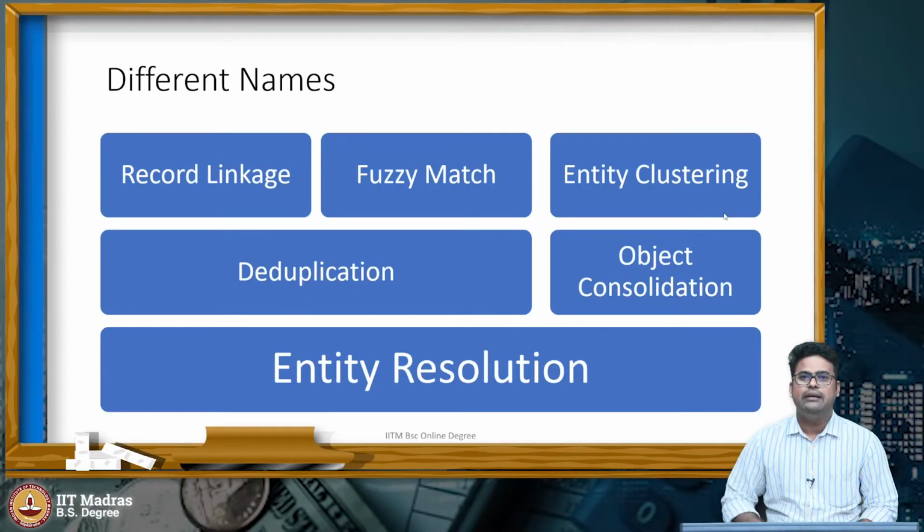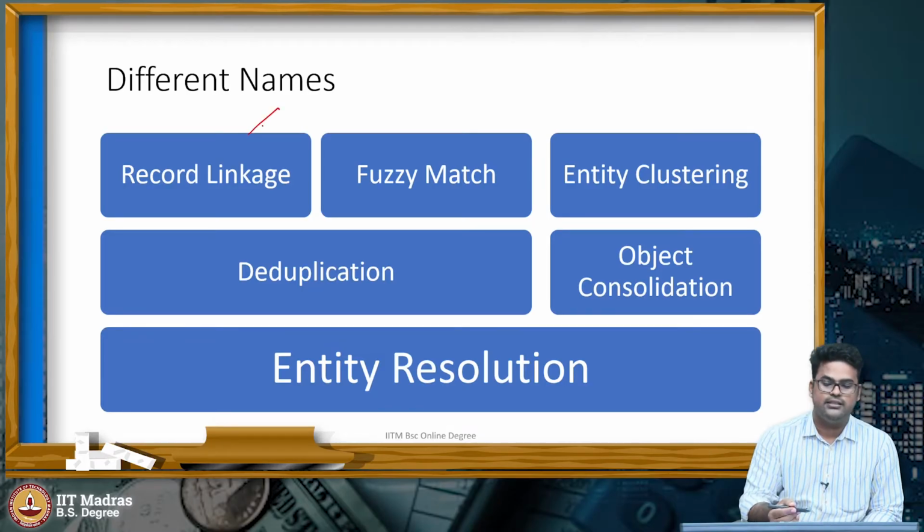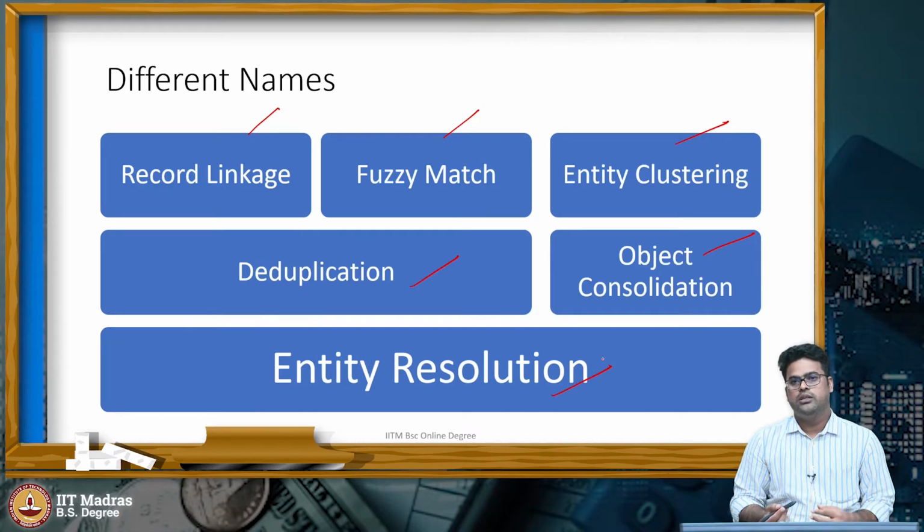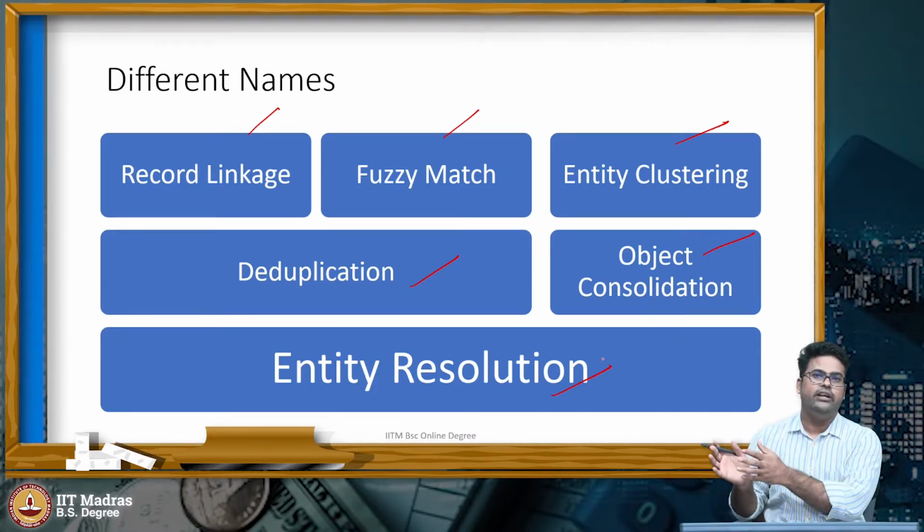So let's quickly jump into what entity resolution is all about. It goes by different names in the industry. Some people call it record linkage or a fuzzy match, entity clustering, object consolidation, deduplication, entity resolution. All these terms essentially point to entity resolution.